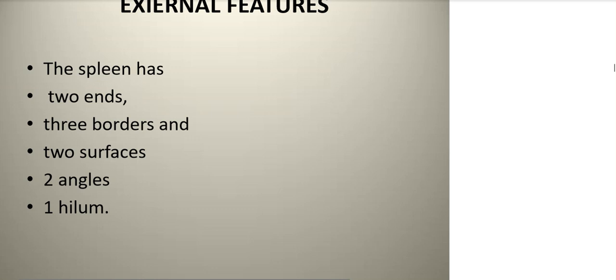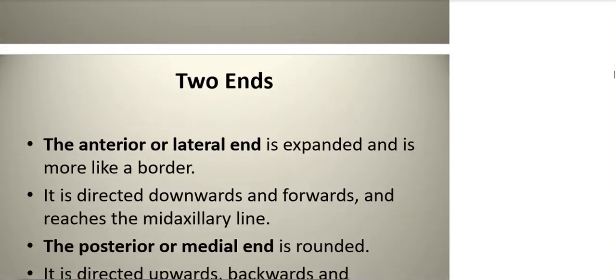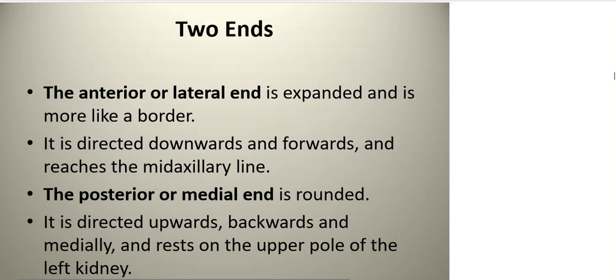External features: the spleen has two ends, anterior and posterior; three borders, superior, inferior and intermediate; two surfaces, two angles and one hilum. The two ends are the anterior or lateral end and the posterior or medial end.